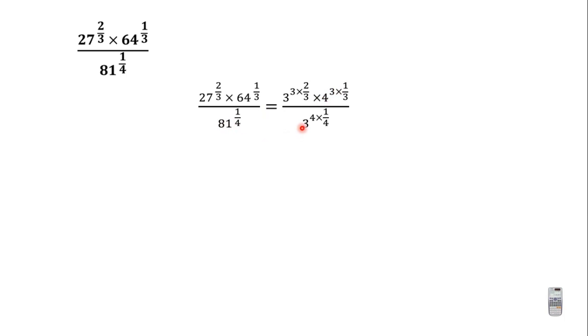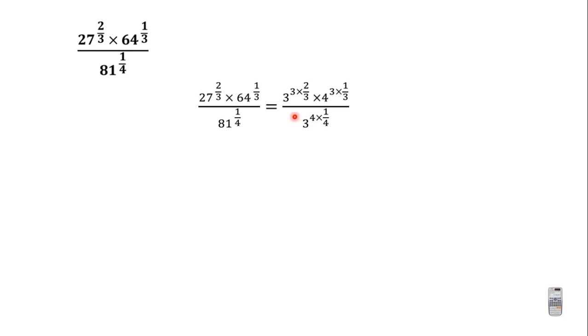And 81 in index form is going to give us 3 exponent 4. If you take 27 here, we already had 2 over 3, so we are going to have 3 exponent 3 times 2 over 3. The same way for 64, we already had 1 over 3 as the exponent, so if we change it to index form, we are going to have 4 exponent 3 times 1 over 3. For the denominator part, 81 already had an exponent of 1 over 4.